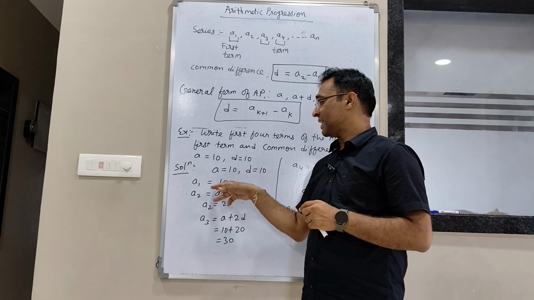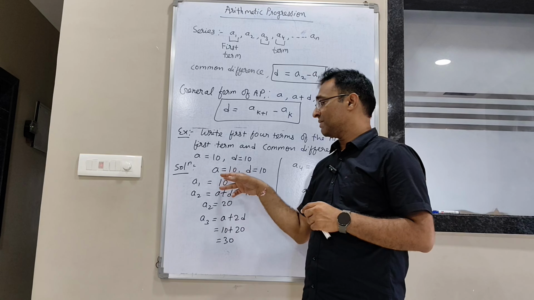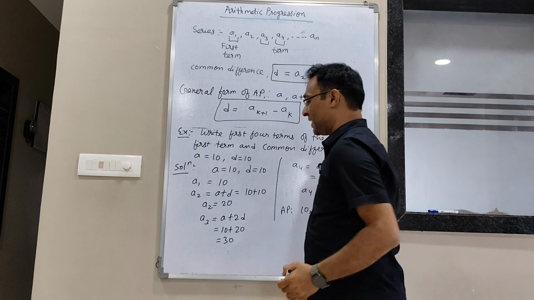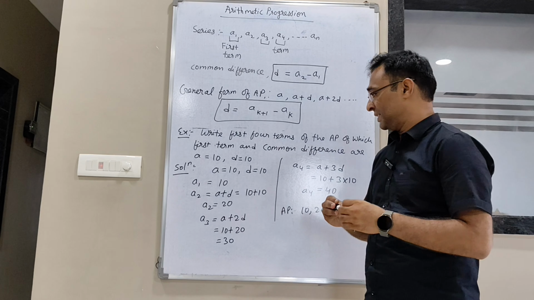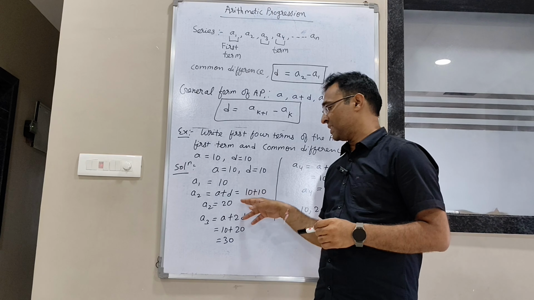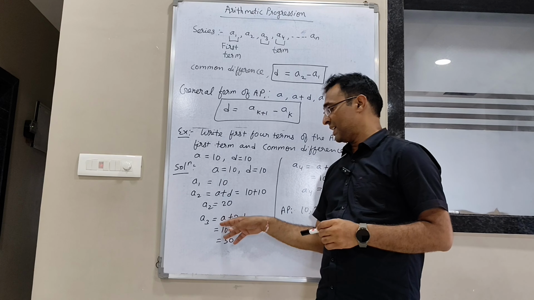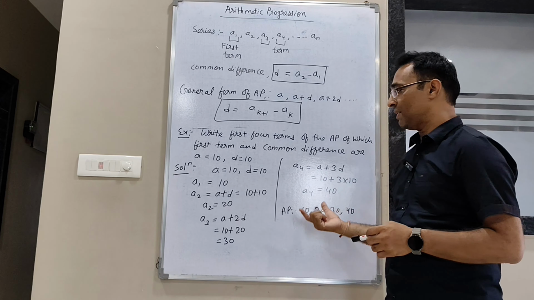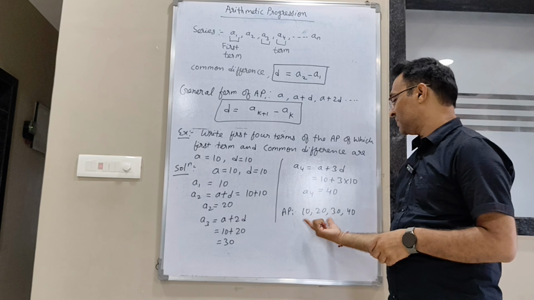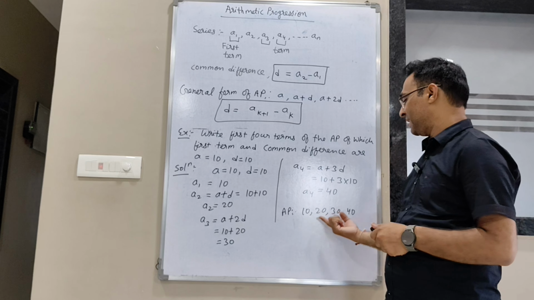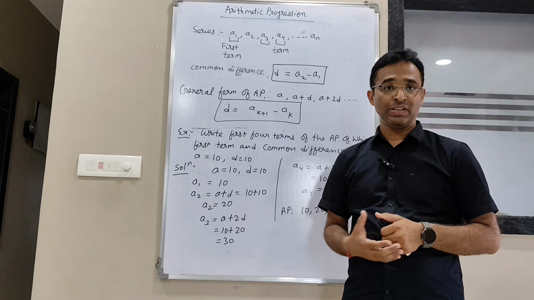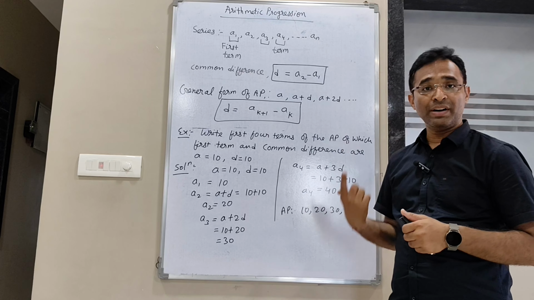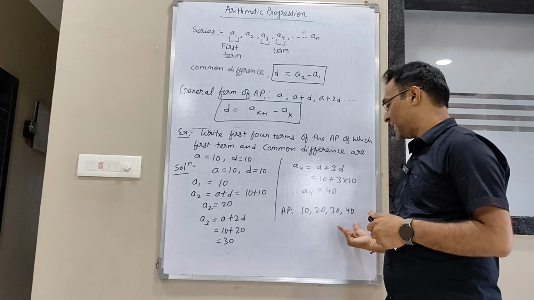So the first term is a1. The first term is given, which is 10. a1 equals 10. a2 equals a plus d, which is 10 plus 10 equals 20. a3 will be a plus 2d, which is 10 plus 20, which is 30, and similarly a4. So the 4 terms of the AP are 10, 20, 30 and 40. So this is an arithmetic progression series which has a common difference of 10.